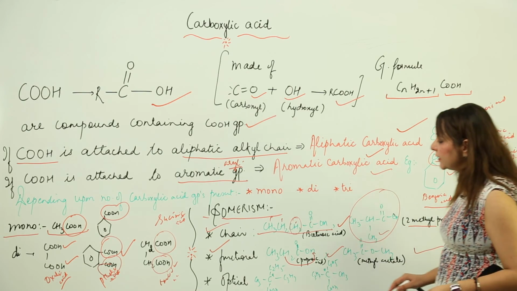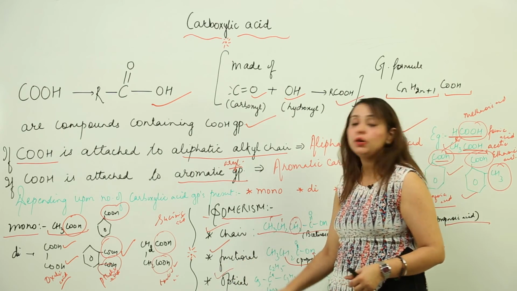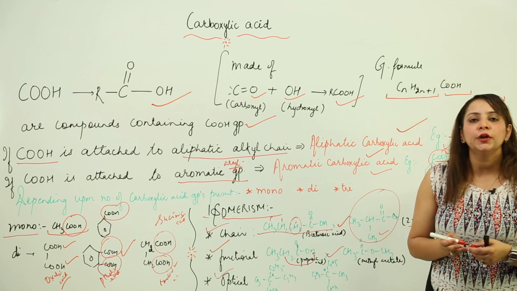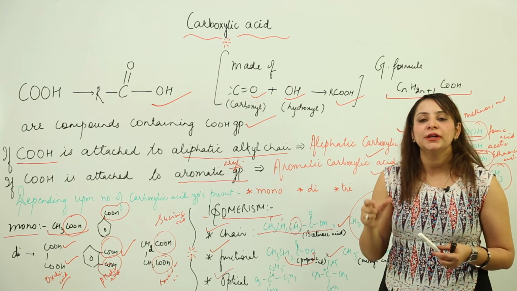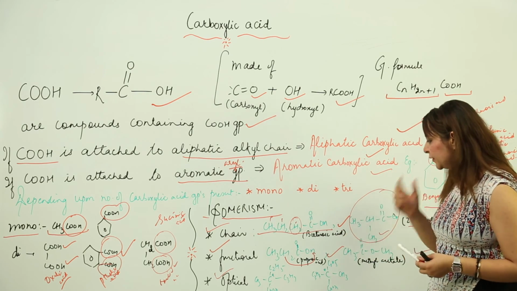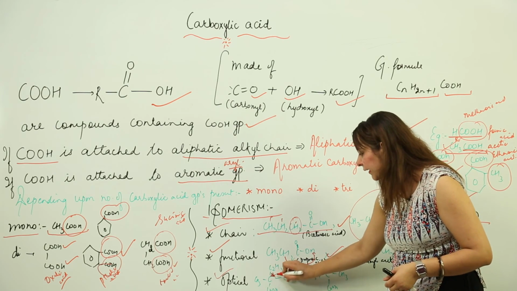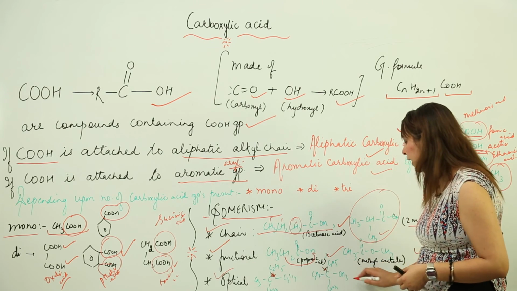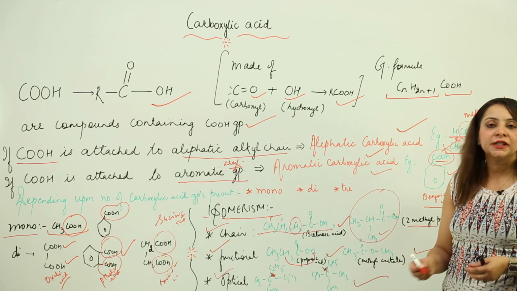Likewise, it can show optical isomerism also, but the condition required to show optical isomerism is an asymmetrical carbon. So here we have an asymmetrical carbon. As you will see, this will be a mirror image of this, and this is optical isomerism.